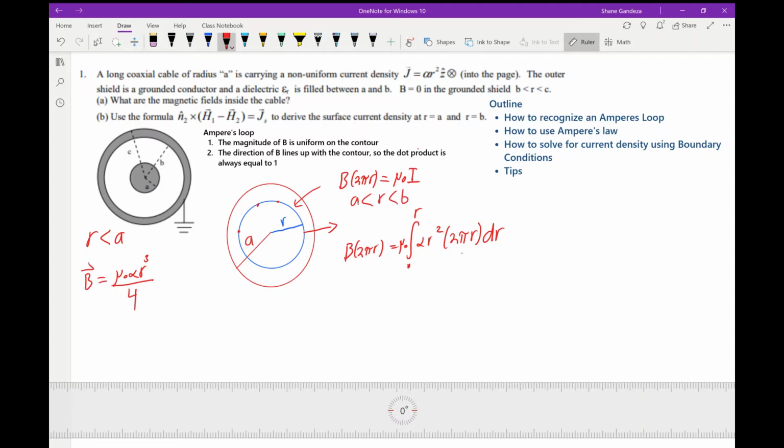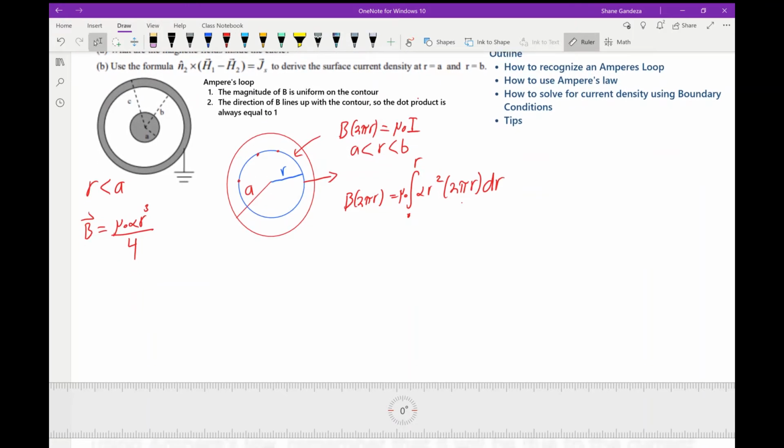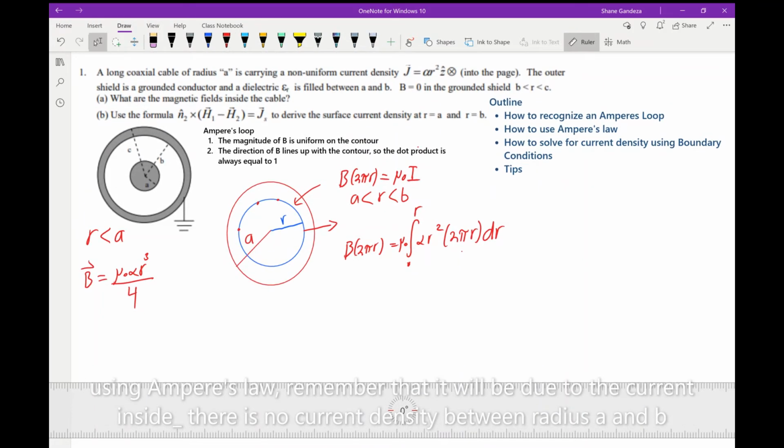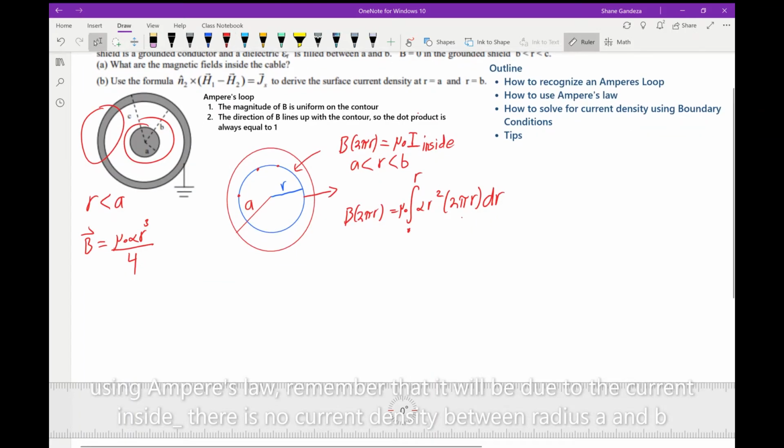But the main thing that's going to change here is that our bounds of integration are going to change. We see here that the coaxial cable is only up until radius a. So this part that I'm circling, this part is where the coaxial cable is. And the outer part is a grounded shield. And for Ampere's law, it's only using the current within the coaxial cable, so inside. So instead of it being from 0 to r, our new limits of integration are going to be from 0 up until a, because that's the full coaxial cable.